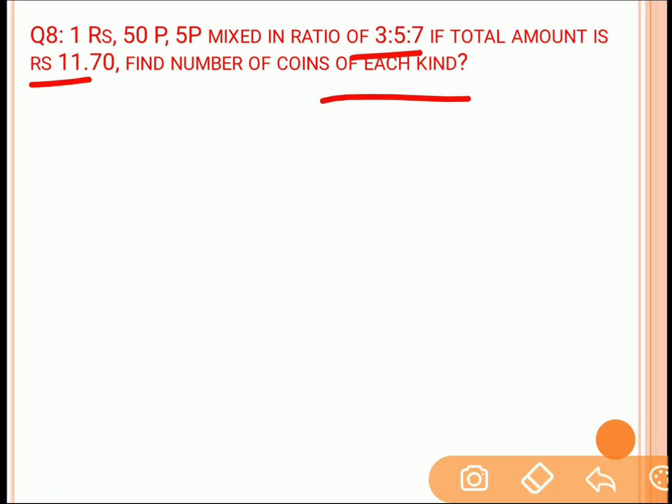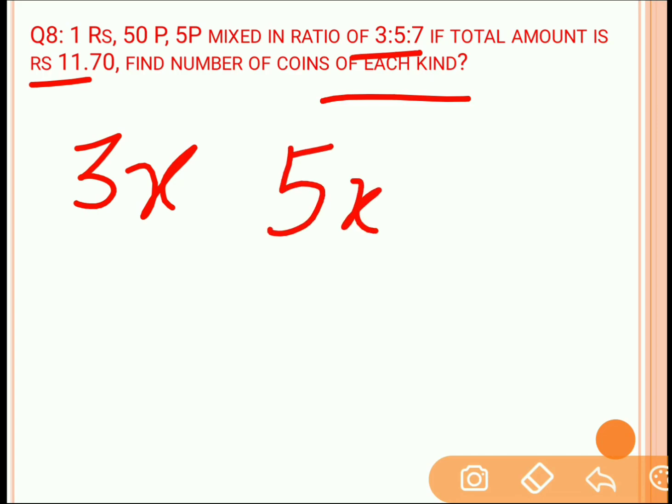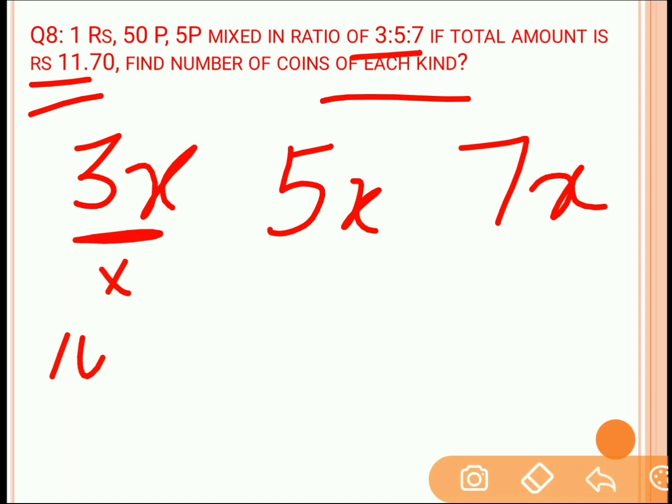So in this case, let's say the number of 1 rupee coins is 3x, that is in the multiple of 3. The number of 50 paisa coins is in multiple of 5, so 5x, and the 5 paisa coins are in multiple of 7, which is nothing but 7x. Now, the value of all the coins is 11 rupees 70 paisa. So let's say there are 3x 1 rupee coins. The value of these 3x 1 rupee coins in paisa will be 3x into 100, so that is nothing but 300x paisa.